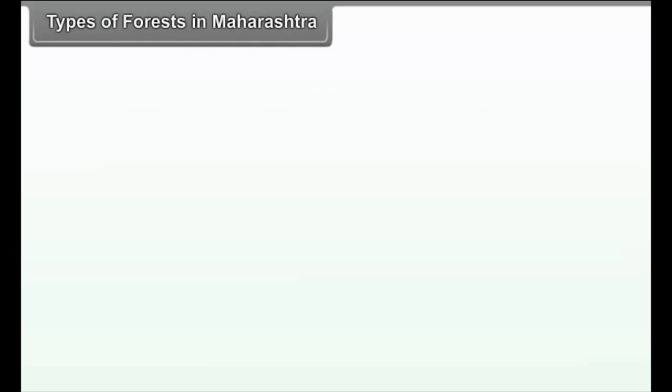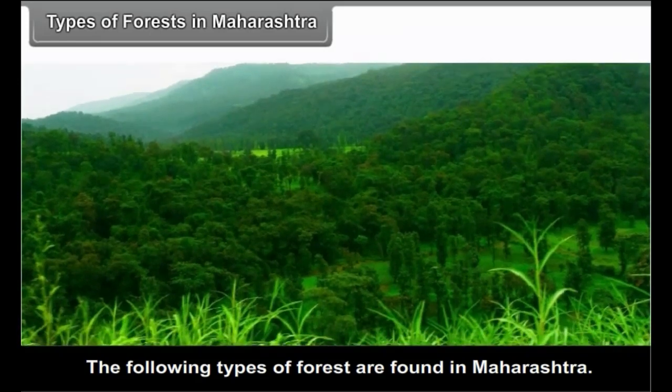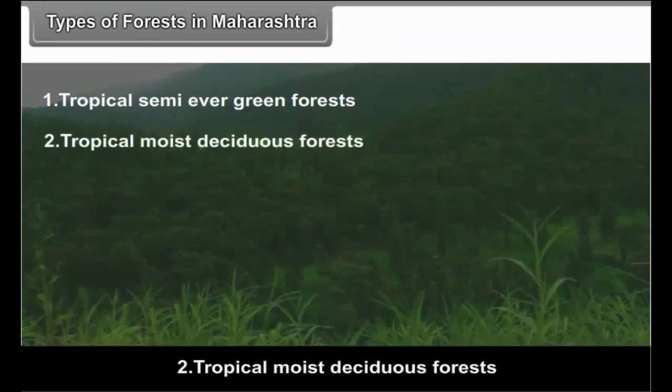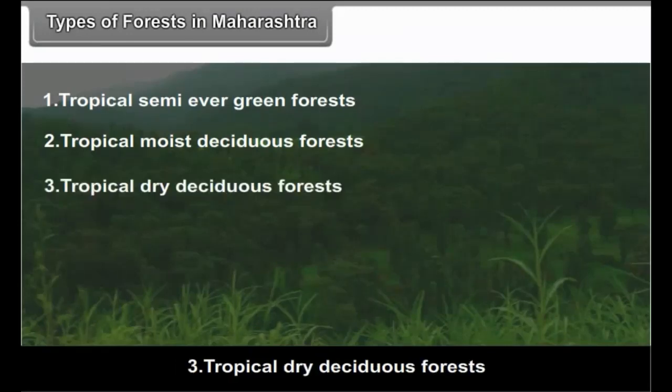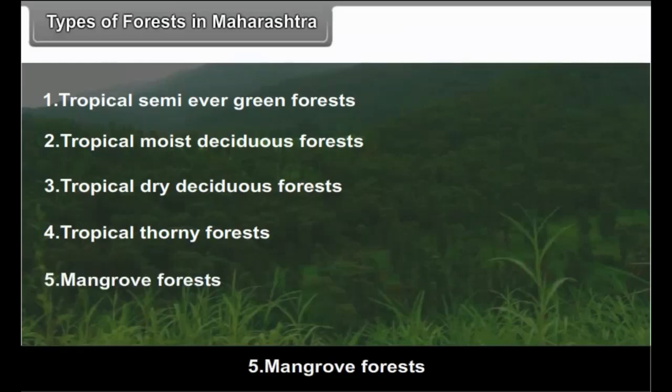Types of forests in Maharashtra. The following types of forest are found in Maharashtra. Number 1. Tropical semi-evergreen forests. Number 2. Tropical moist deciduous forests. Number 3. Tropical dry deciduous forests. Number 4. Tropical thorny forests. Number 5. Mangrove forests.